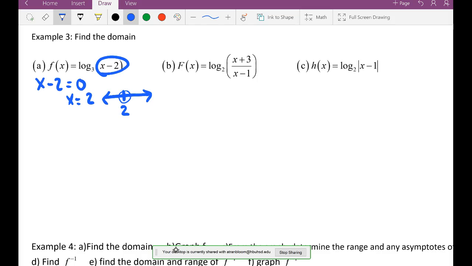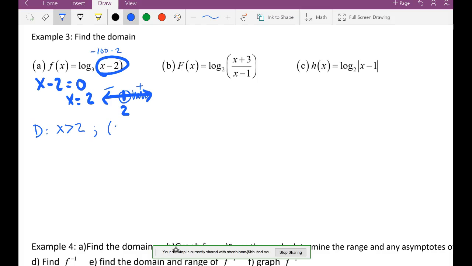I'm going to pick some really small numbers, like negative 100. When you plug in negative 100 minus 2, positive or negative? Negative. Can that be in my domain? I'm going to plug in positive 100. Positive or negative? Can that be in my domain? Yes. So I'm going to be shading this side. So how would you write your domain? Right, x is greater than 2.